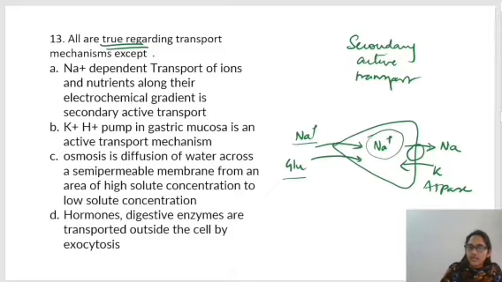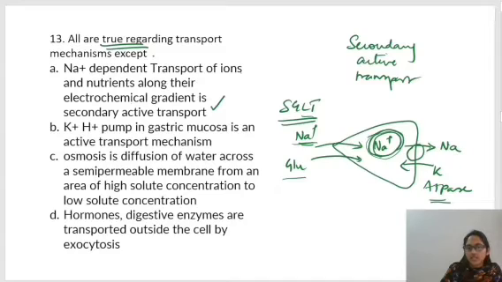So in turn, the sodium concentration inside the cell is maintained by our sodium potassium ATPase pump. So this sodium glucose transporter indirectly utilizes ATP. So it is an example of secondary active transport. Understood? So here sodium dependent transport of ions and nutrients along their electrochemical gradient is secondary active transport. Here sodium is transported along the electrochemical gradient. Do you agree with me?